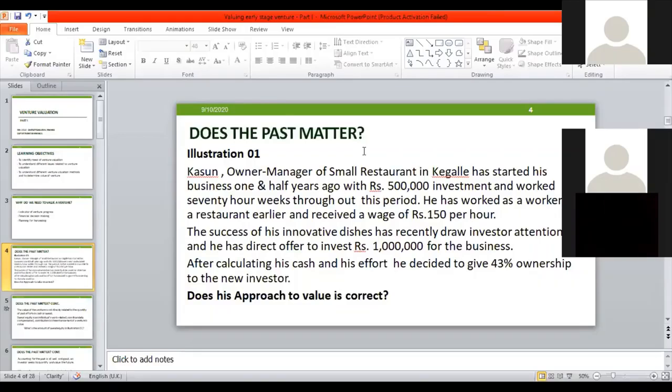Right. So let's see how he decided this 43% of ownership. This is an example of the second point, financial decision making. I talked about how to decide. Venture valuation is important when someone else wants to join or invest in the venture midway, and then you need to decide what ownership percentage you are willing to give to that person. So if we take this example, he has determined this value based on his cash and his efforts.